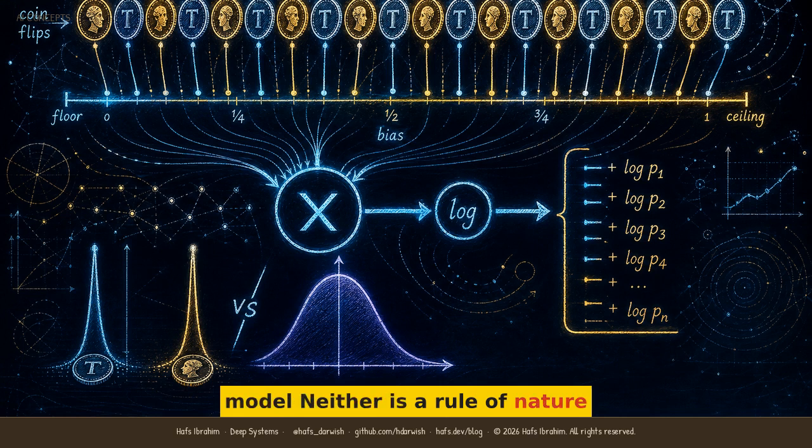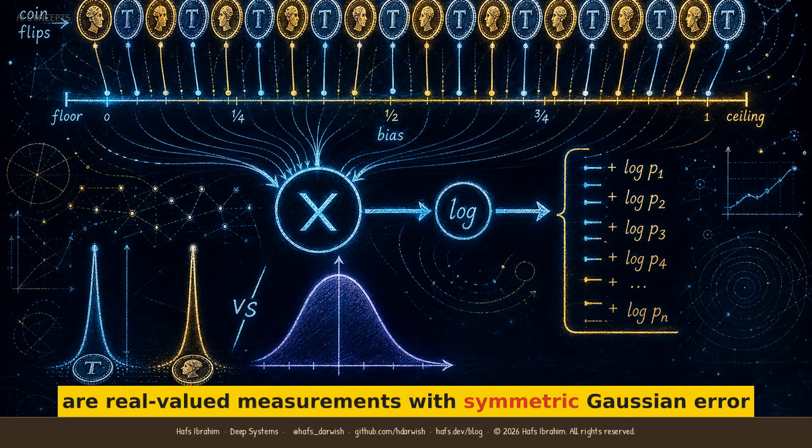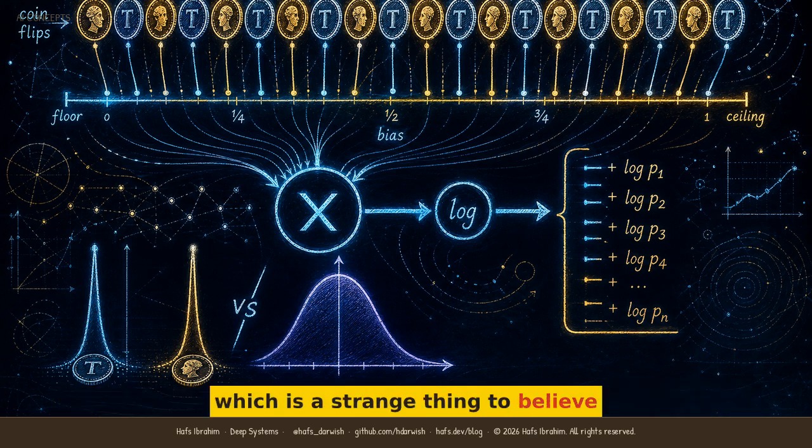Neither is a rule of nature. Choosing a loss is choosing what kind of noise you believe your labels have. Squared error believes your zeros and ones are real valued measurements with symmetric Gaussian error, which is a strange thing to believe about a customer who either cancelled or did not.